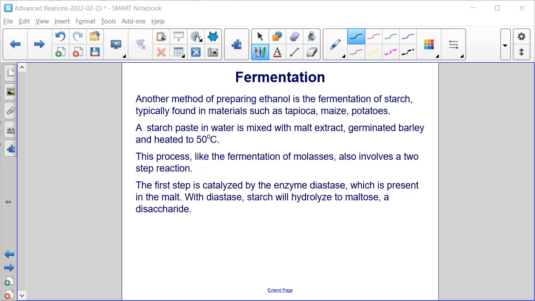This process, just like the one we talked about previously with the fermentation of molasses, also involves a two-step reaction. The first step is catalyzed by the enzyme diastase, which is present in the malt. So that's why we are using that malt extract, for the enzyme diastase. With diastase, what it does is it hydrolyzes the starch to maltose, which is a disaccharide. So I'll show you that on the next slide.